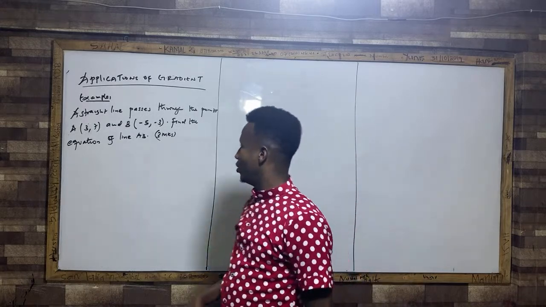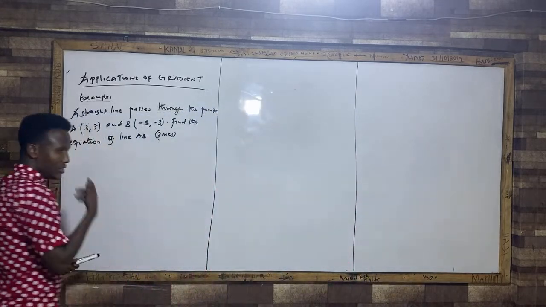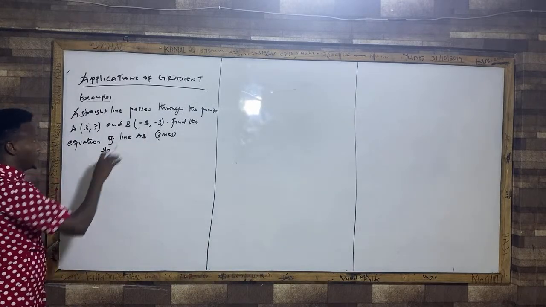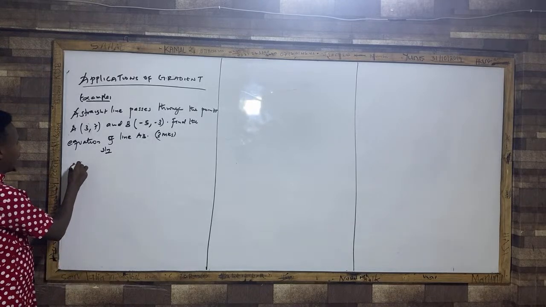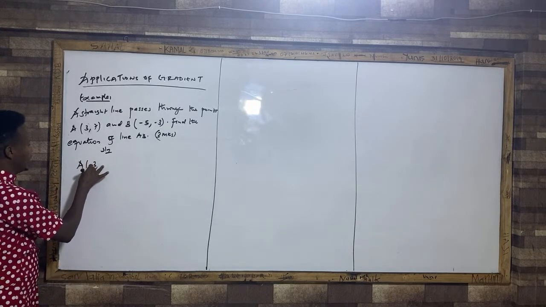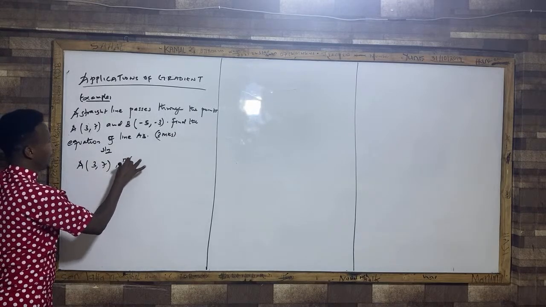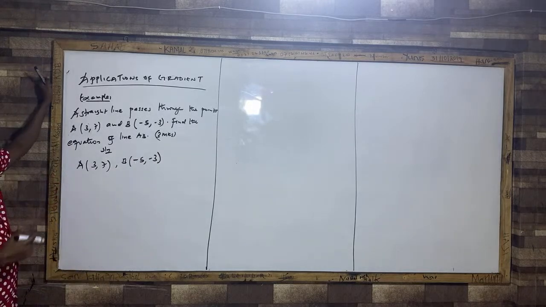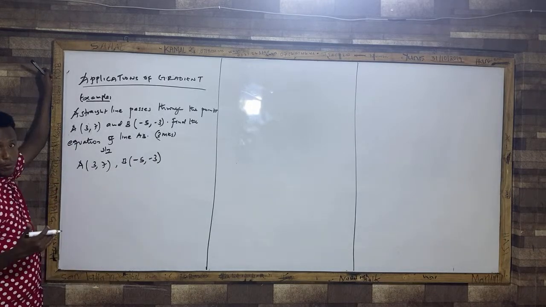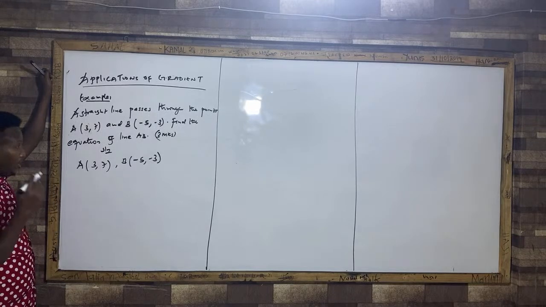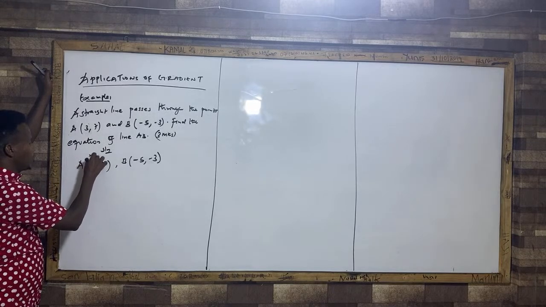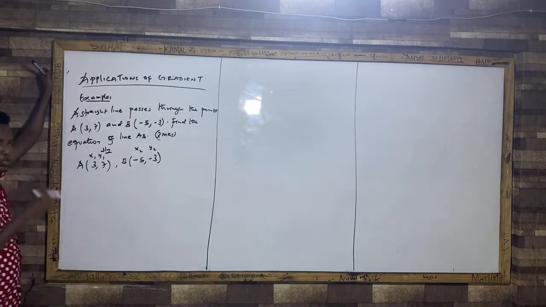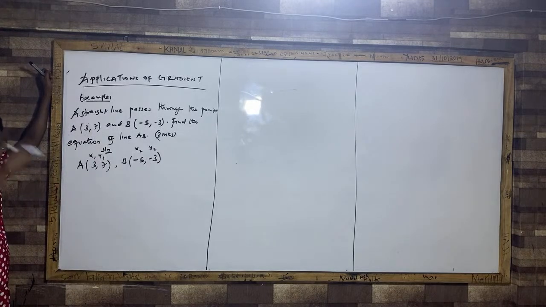So what are we going to do now? What is the way forward? We need to get the equation of this line, whose 2 points are given. We have A as (3, 7), then we have B as (-5, -3). For you to get the equation of a line, you are expected to come up with the gradient first, which you learned in our previous video. So this is x1, y1, and this is x2, y2. You must get the gradient first.